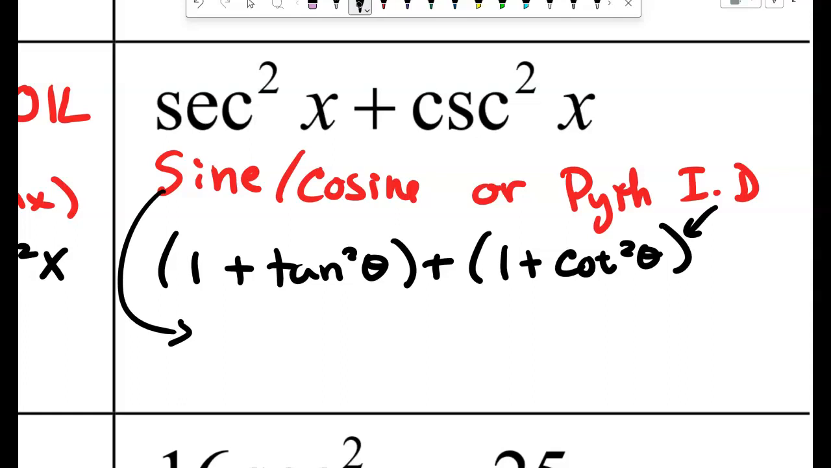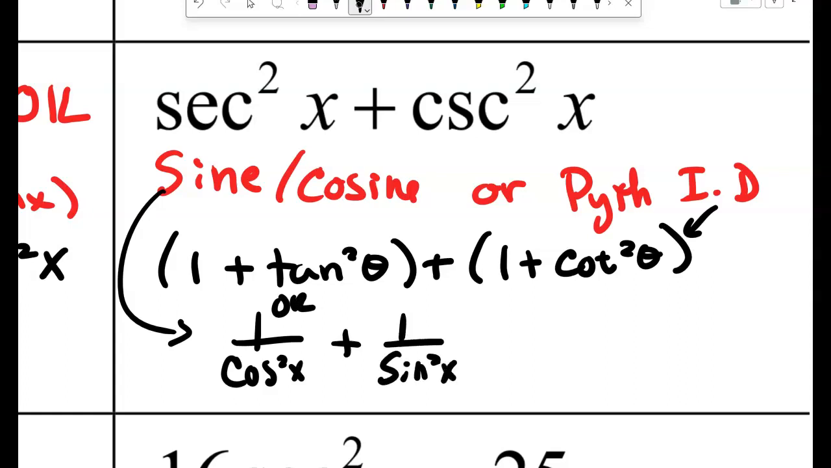Or I also like the fact that you go 1 over cosine squared x plus 1 over sine squared x. And then I'm looking at that going, hey, common denominator, to work with this one, because I can easily see that I can get another Pythagorean identity. So there's your start, either one.